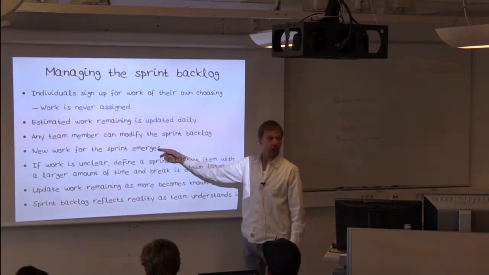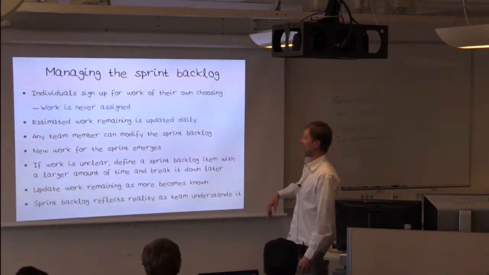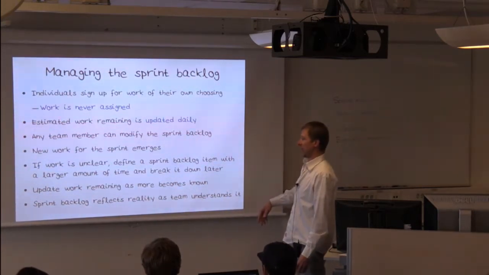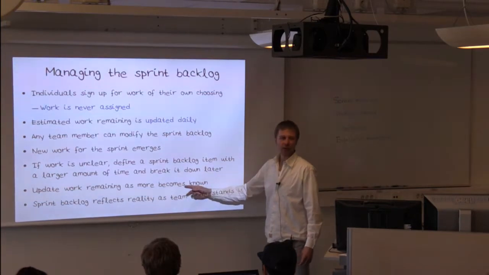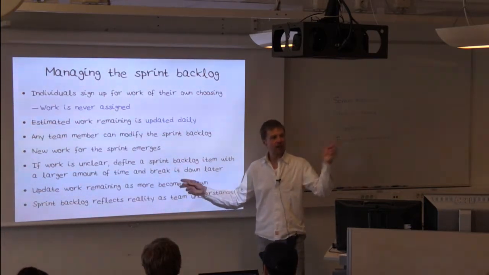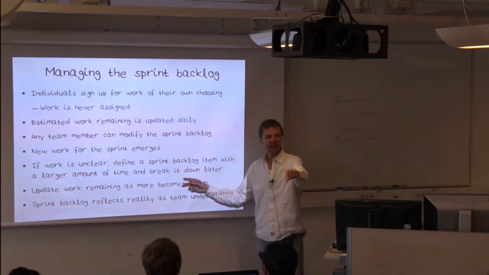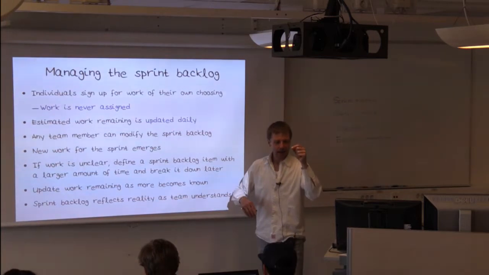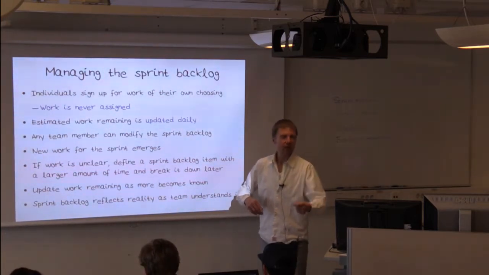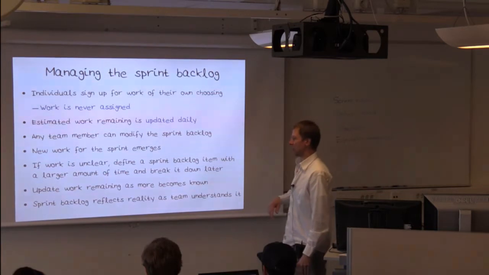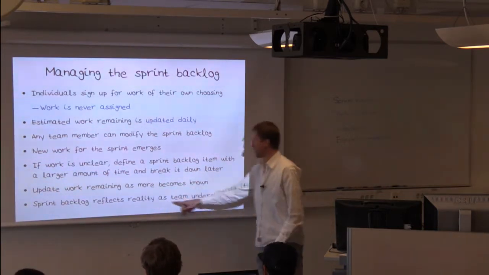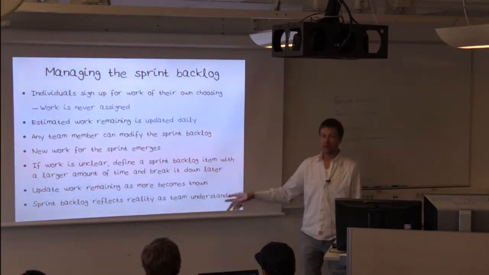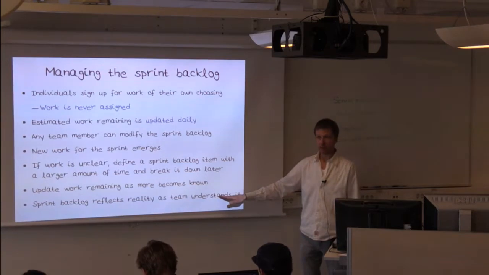So new work can emerge during the sprint. If it's too big an item, you break it down. And even if you don't do any work, if you learn something that makes you realize that that task is going to require more time, then you update it. As soon as you know something, update how much is left, as accurately as you can given today's information. So the sprint backlog reflects reality as the team understands it. Might be an illusion, but it is what it is. It's what the team understands.